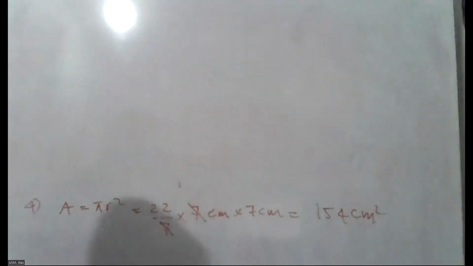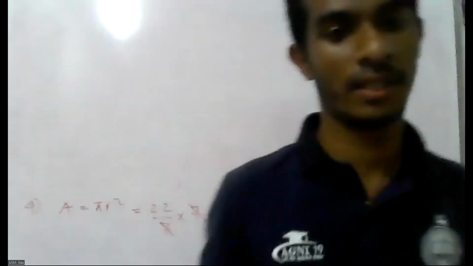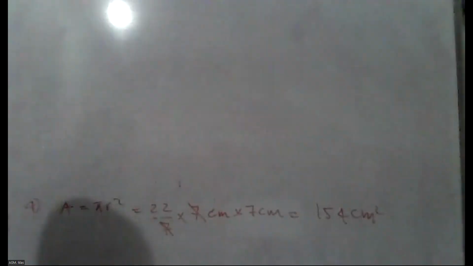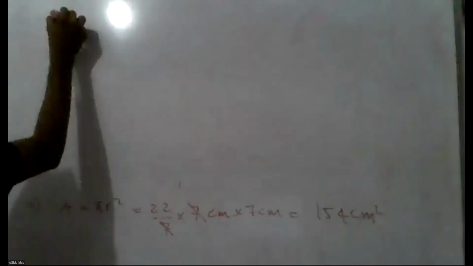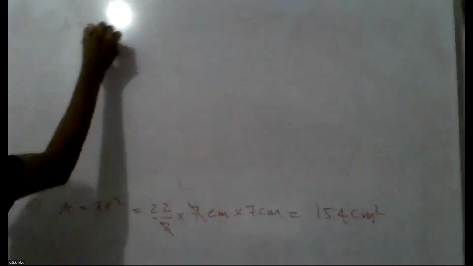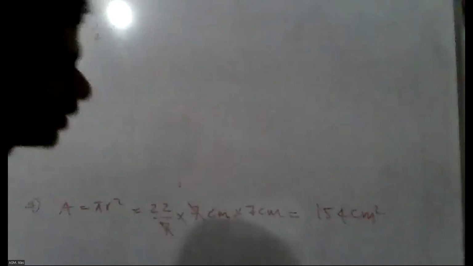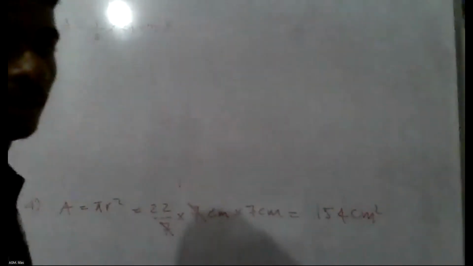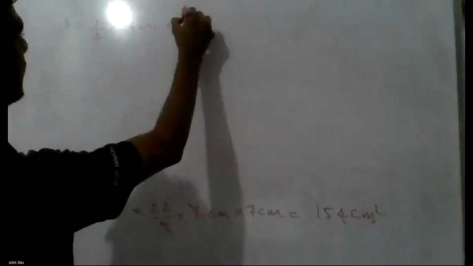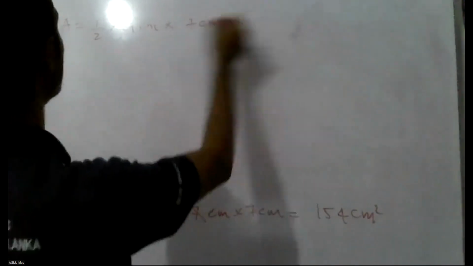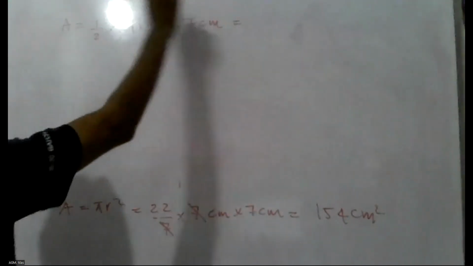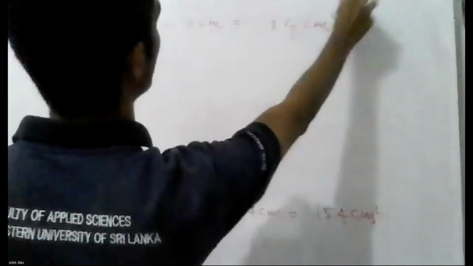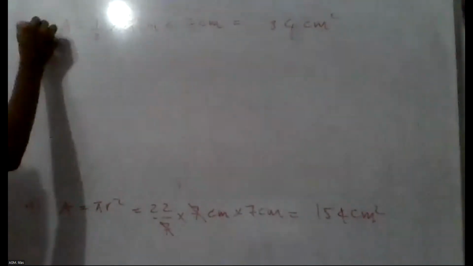For the E part, we have been given a scalene triangle in which sides are not equal to each other. So here A is equal to half into the base. I can take as 24 centimeter into the altitude is 7 centimeter. So the answer is, here I can simplify 12, so 84 centimeters square. This is for the E part.